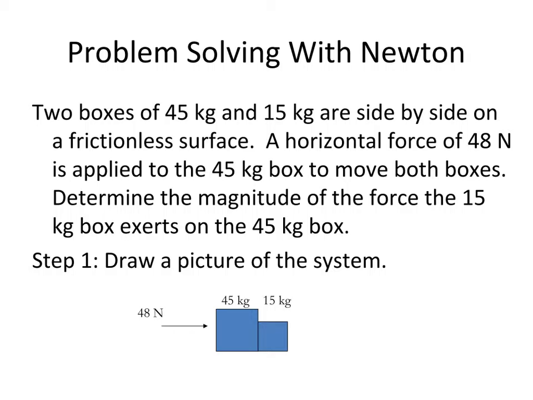So here's a diagram to show the system. We could call this a system diagram. It's not just a free body diagram because it shows all the objects that are acted upon, all the objects connected in this case. We can see the applied force of 48 newtons that's being exerted on the 45 kilogram box.